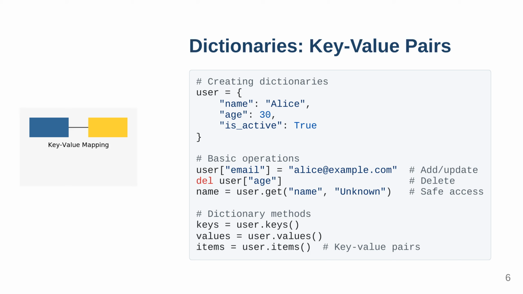Dictionaries provide a way to store and retrieve values using unique keys. Unlike lists which use numeric indices, dictionaries use keys that can be strings, numbers, or any immutable type. They're perfect for representing structured data like user profiles, configuration settings, or any data that has natural key-value relationships. The get method provides safe access with default values.